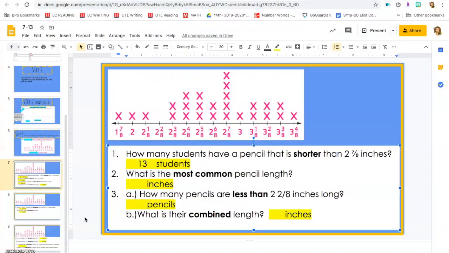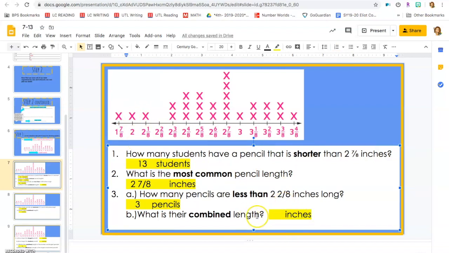What is the most common pencil length? Well, that's pretty easy. We can see it just by looking at our line plot. We know that the most common pencil measurement is 2 7/8 inches. How many pencils are less than 2 2/8 inches long? So we have 2 2/8. How many are less than that? 1, 2, 3. 3 pencils.